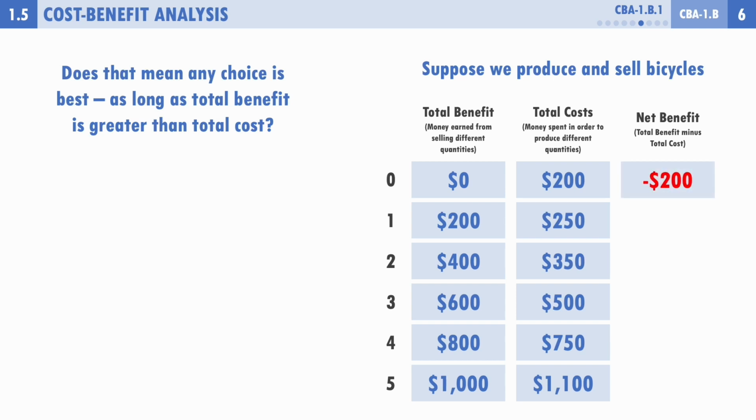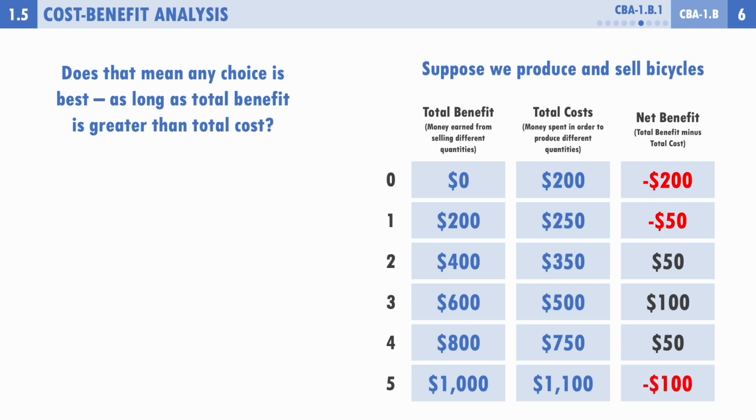First of all, we have 0 minus 200 gives us negative 200. 200 minus 250 gives us negative 50. 400 minus 350 is positive 50. 600 minus 500 is 100. 800 minus 750 is positive 50. And 1,000 minus 1,100 is negative 100.